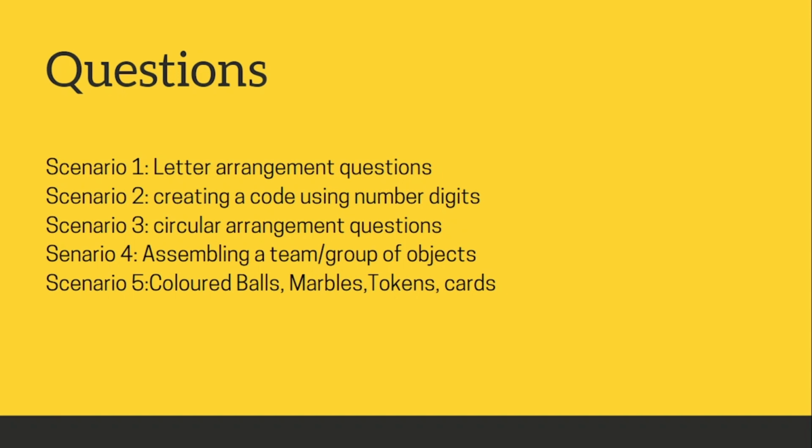So now we'll go on to the questions, and there are some scenarios that tend to occur again and again. Like I showed in my examples, there are letter arrangement questions. Then they are creating a code using number digits. Then there's the circular arrangement. Then there will be questions where you try and assemble a team or group of objects. And then the last scenario will be about colored balls, marbles, tokens, cards, basically any item that can be identified, whether it's through a number or color.